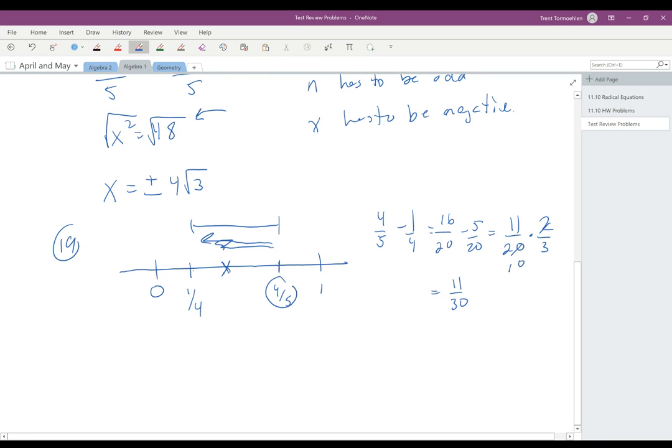Well, when you go to the left on a number line, what you're doing is you're subtracting. And so we subtract 11/30 from 4/5. That equals 13/30 when you change to common denominators. So the correct answer there for 19 is 13/30.